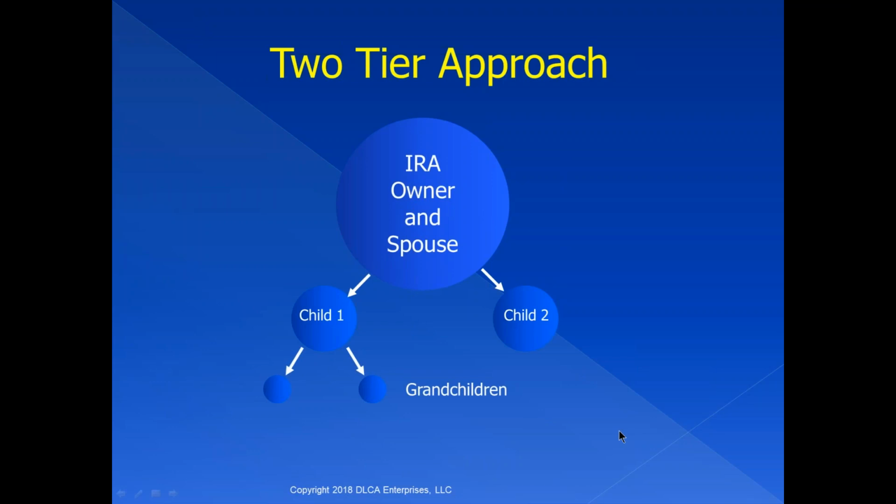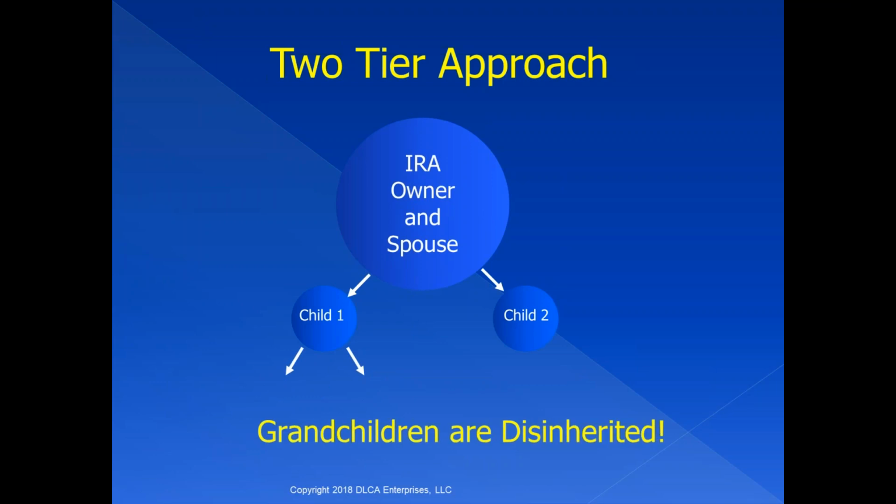Well, that's not really what's going to happen. Here's what's really going to happen. Those grandchildren are going to be disinherited. Because remember what I said earlier, only the IRA owner or inheriting spouse can designate a beneficiary for the purpose of stretching the distributions over their life expectancies.